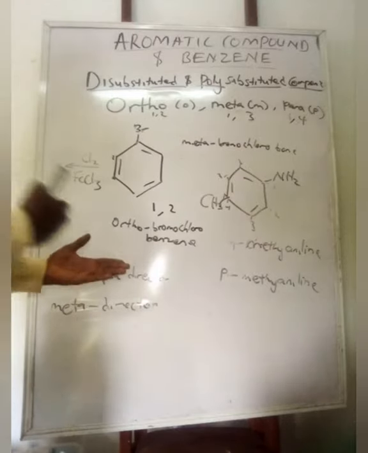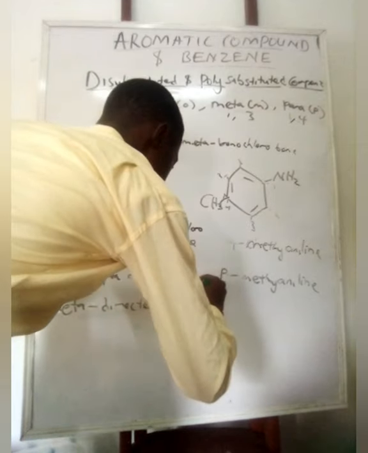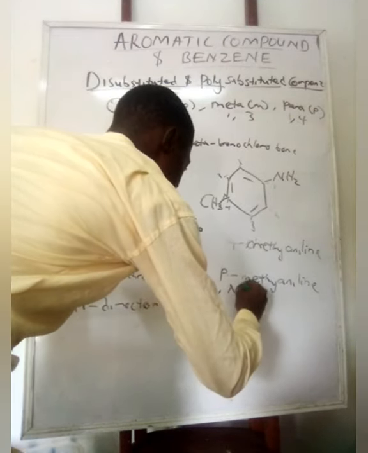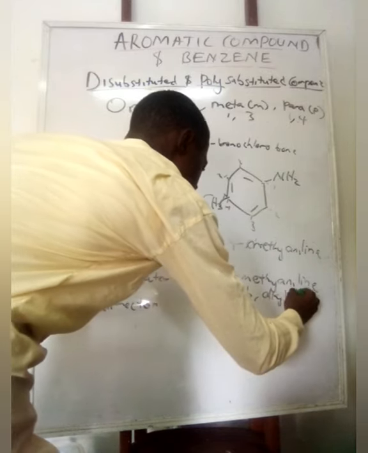Now, under ortho and para director, we have different groups. We have NH2, NH3, alkyl groups, and halogens.